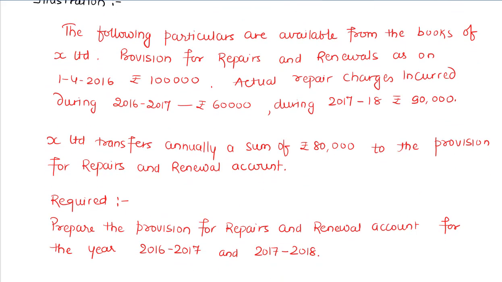Let us see the question once again. The following particulars are available from the books of X Limited. Provision for repairs and renewals as on 1/4/2016, 1 lakh. Actual repair charges incurred during 2016-2017, rupees 60,000. During 2017-18, rupee 90,000. X Limited transfers annually a sum of rupee 80,000 to the provision for repairs and renewal account. Prepare the provision for repairs and renewal account for the year 2016-17 and 2017-18.